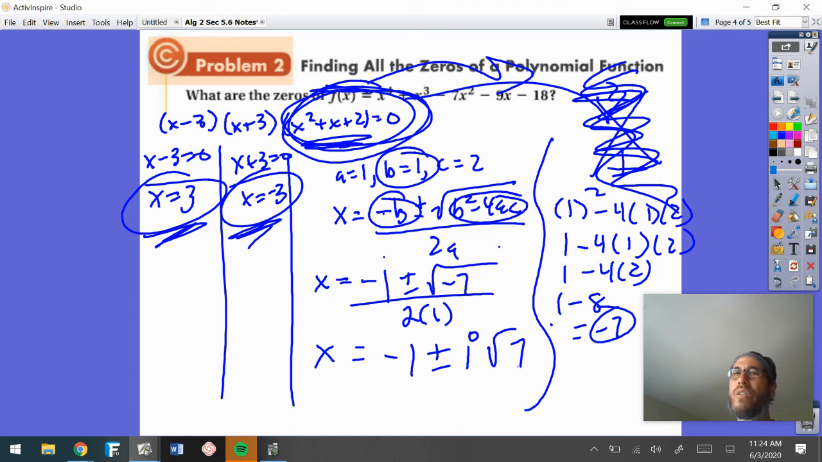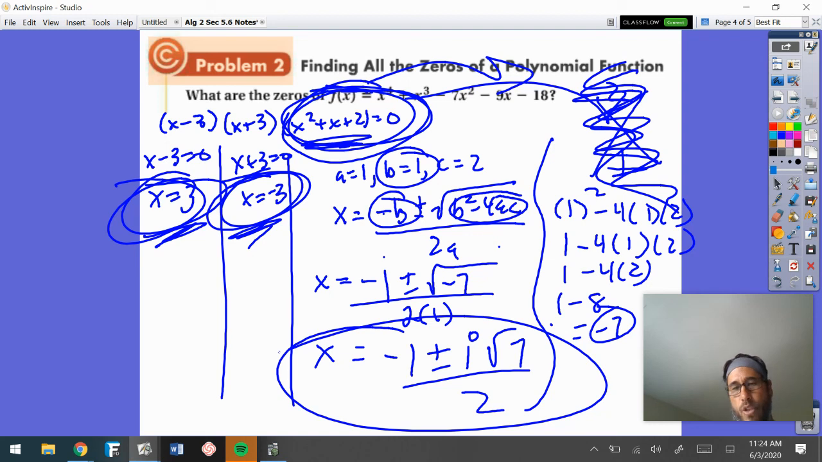Do you guys know what the square root of 7 is? No, I don't know either. And I can't break it down, so I get to leave it like that. Boom. So guess what? You have 1, 2, 3, and 4. Remember, you could write your answer 2 ways there. How could I write my answer 2 ways? Well, my first answer would be x equals negative 1 plus i square root 7 over 2. And my other one would be negative 1 minus i square root 7 all over 2.